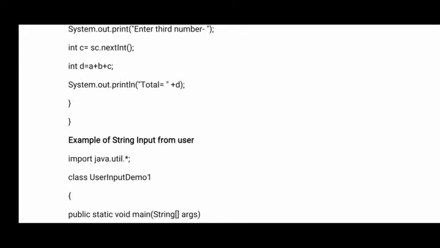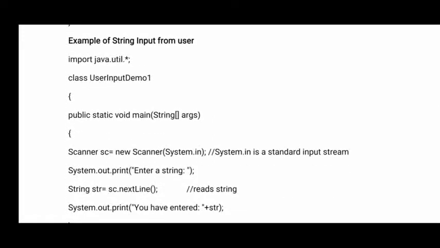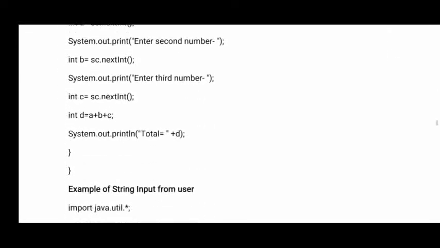So whatever three values you are taking from a user at runtime by using a standard input stream are stored in a, b, c. Next we are calculating d equals a plus b plus c. After that we are printing the d value. Now you see here, whatever values you are giving are all integers.